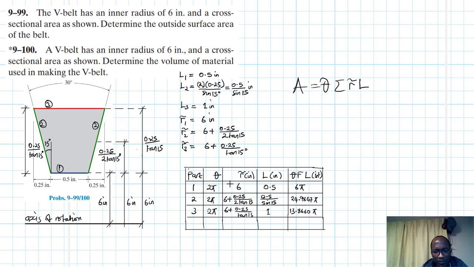Great, let's sum them up. So this plus 24.9847 plus 6, everything times pi. So we have 140.90. Okay. So the surface area is equal to 140.90 inches squared. So let's go to the second case.